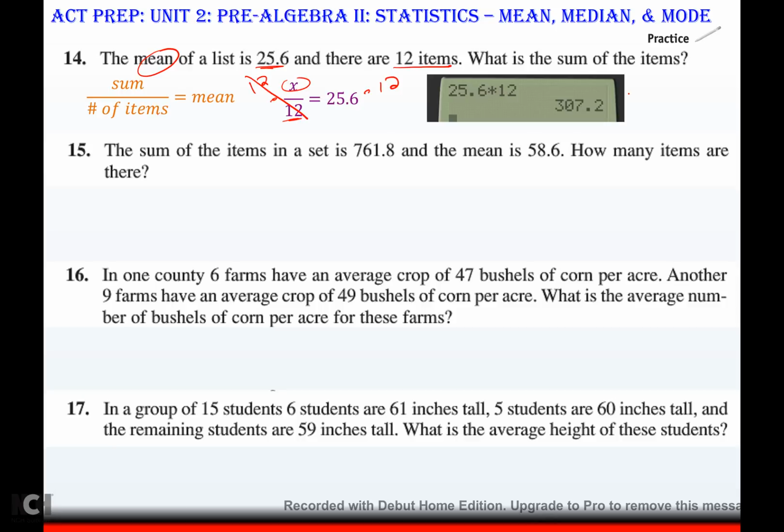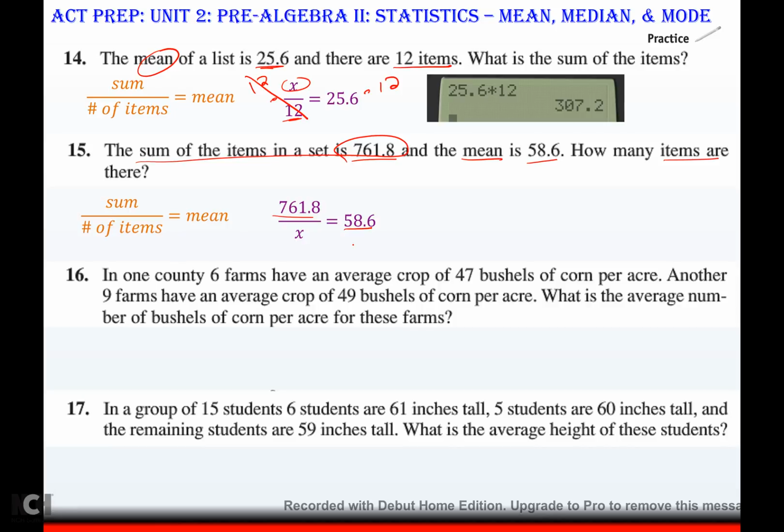15. The sum of the items in a set is 761.8, and the mean is 58.6. Figure out how many items. So kind of similar, same concept. We're talking about mean. That's the formula for mean. They gave me the sum. They said the sum was 761.8, and they told me what the mean is. That's 58.6. What they want to know is how many items were there.